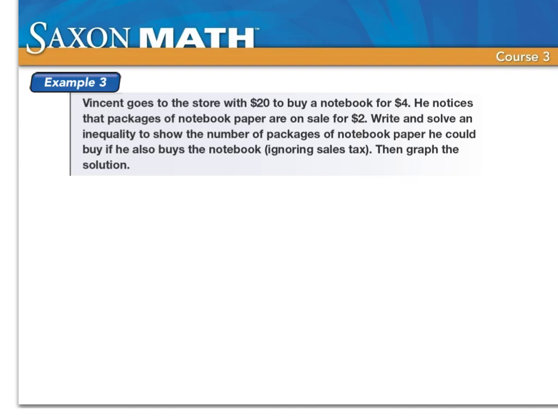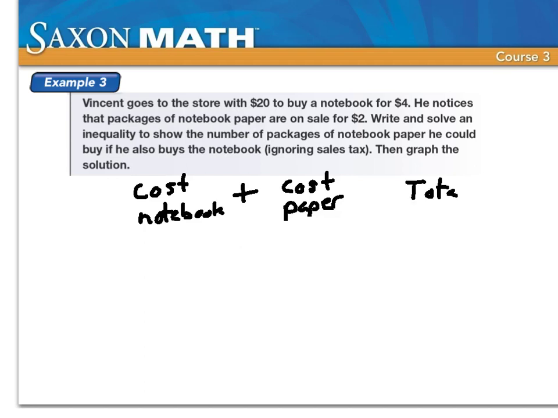Then graph the solution. Okay, well we know Vincent wants to buy two things. He wants to buy notebook paper, he's going to buy a notebook, so we need to know the cost of the notebook. And we know now he's going to buy notebook paper, so we're going to have the cost of the notebook paper. And we're going to add those to see how much money he can spend. We also know that he has a total amount of money. He's got $20.